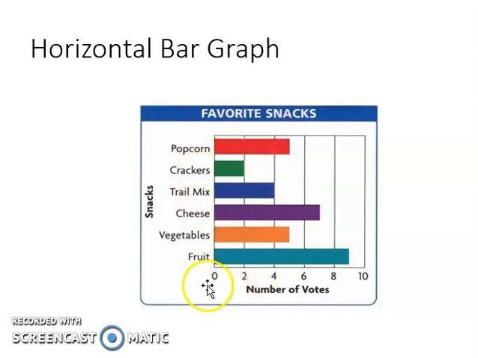Here, the most favorite snack is the color blue, which is fruits. That is more than 8. In between 8 and 10, so probably that is 9 or 8.5. The least favorite is crackers, which has only 2 votes. That is the horizontal bar graph.